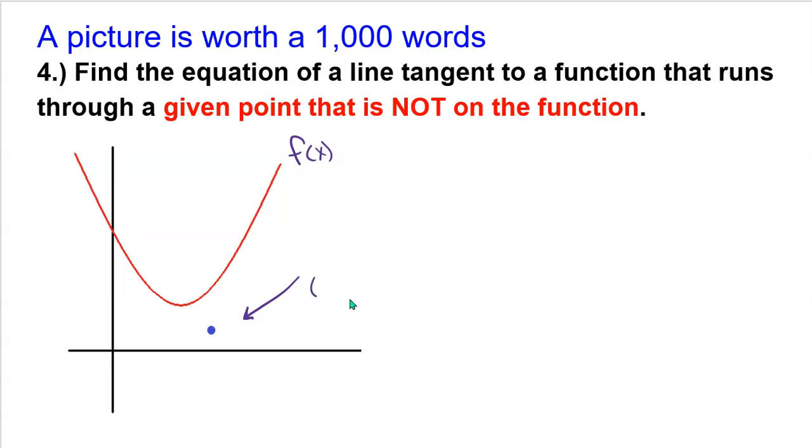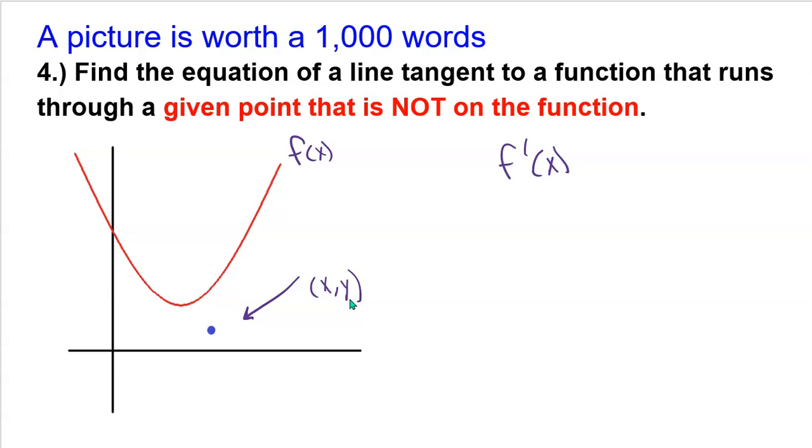Now, of course, that point has an x-coordinate and a y-coordinate, but notice that if I find the derivative of my function, I cannot plug this x value in because that's not going to do me any good. Remember, the derivative is a formula to find the slope at any point that is on the function. And unfortunately, this blue point is not on the function.